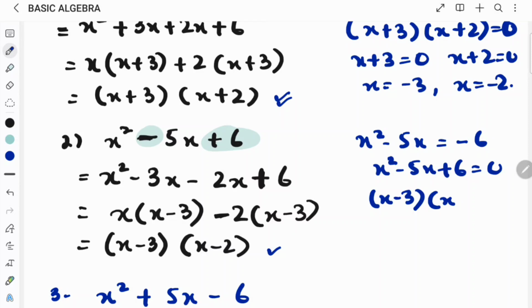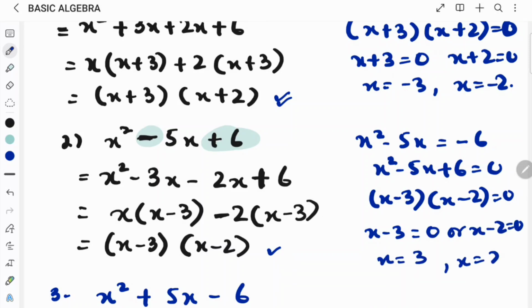You will have to follow all the steps which are written in the middle. X minus 2 is equals to 0. So either x minus 3 is 0 or x minus 2 is 0. So x equals to 3 or x equals to 2. If you substitute in the question, you will get the right and left hand side equal.